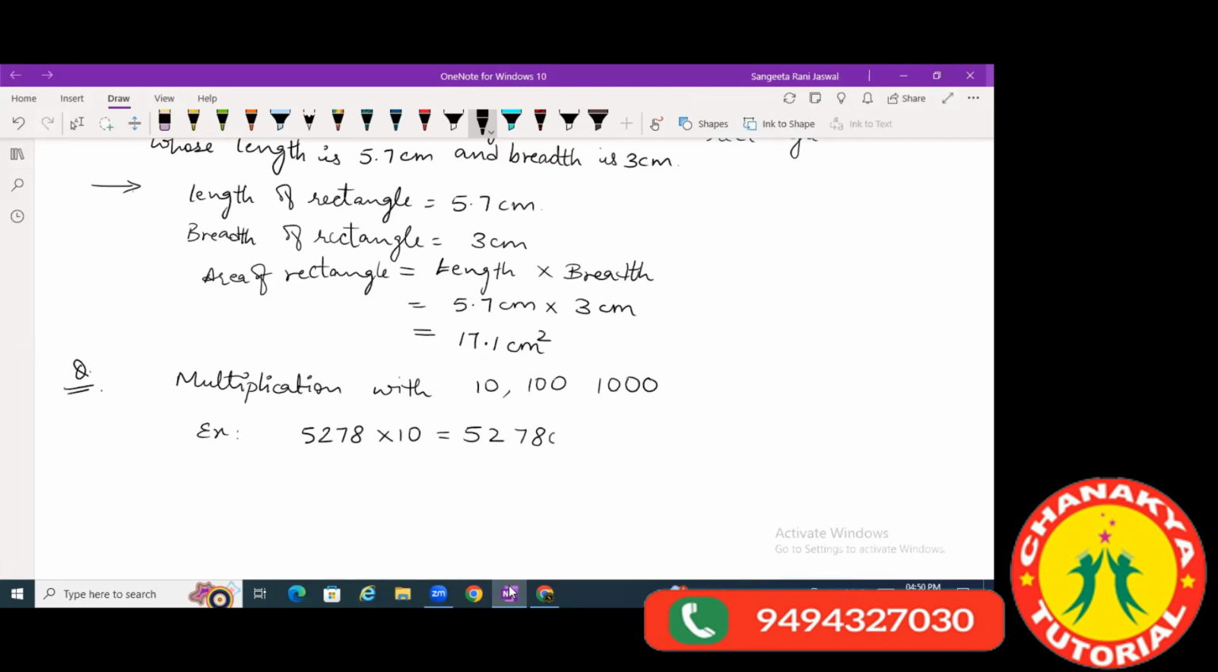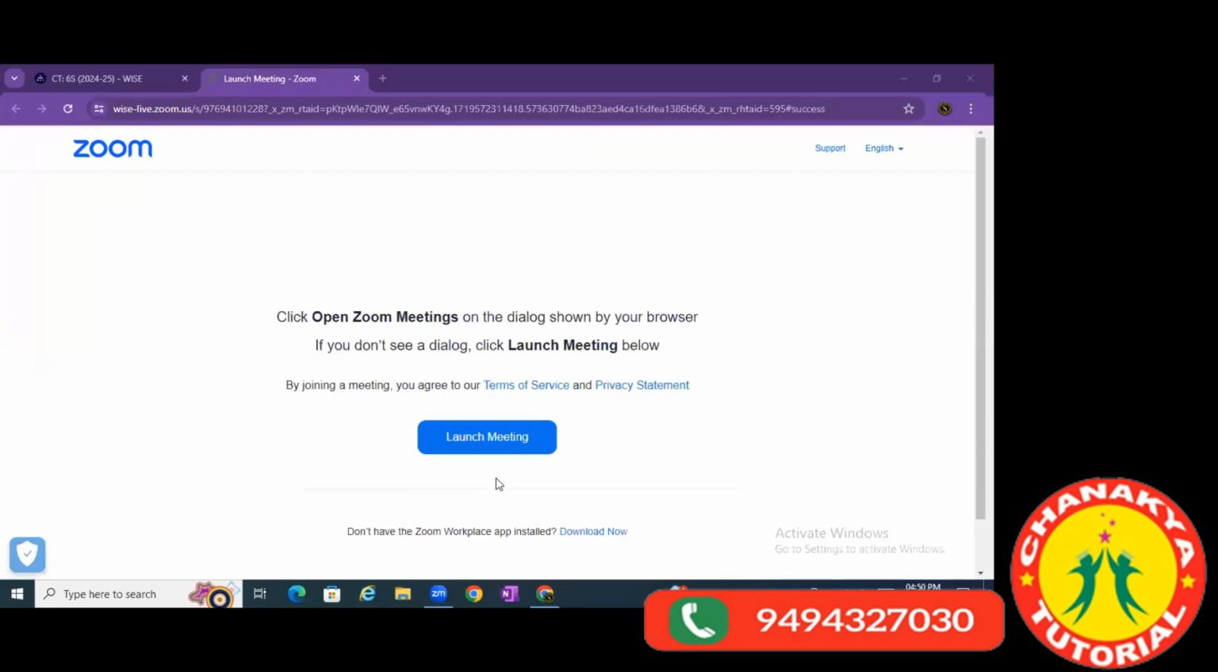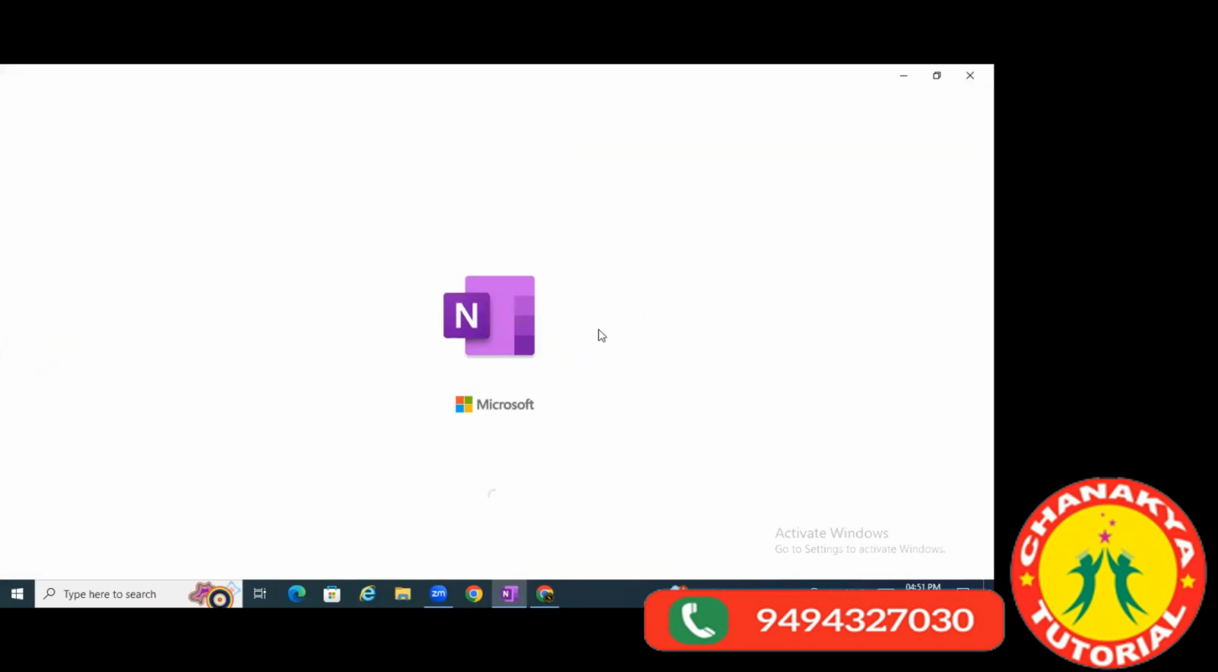When I multiply the same number with 100, then my answer will have as many zeros as I have in 100, that many zeros will come at the end. Same way when I multiply with 1000, I will get 3 zeros at the end. Right? Yes, ma'am. Now this was just multiplying the numbers.